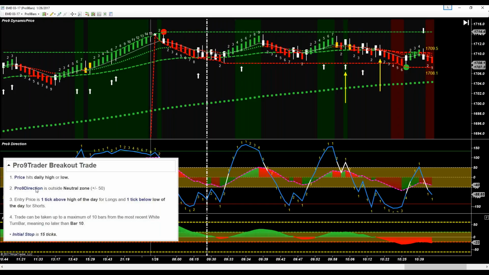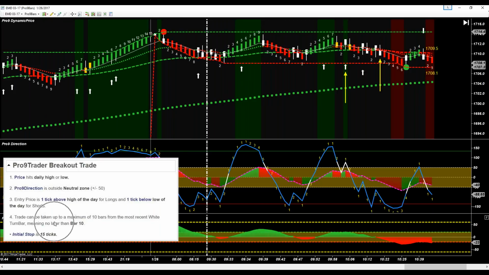Next, I'm looking for my direction to be outside of my neutral zone. Our neutral zone is this gray or this gold area in the middle here, which is at -50 or +50. So my direction histogram isn't quite there yet, but I do have a couple more bars before I hit the low of the day, so it may get there. But I definitely want to keep my eye open and just watch how this setup develops. And that's really all we need to look for a breakout.